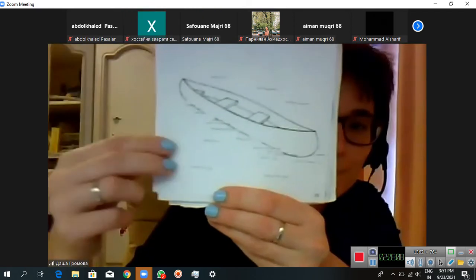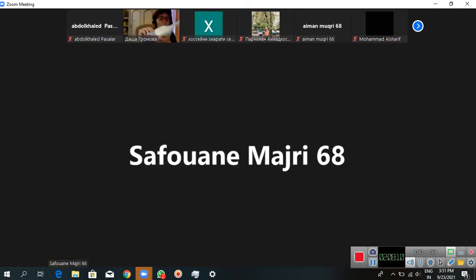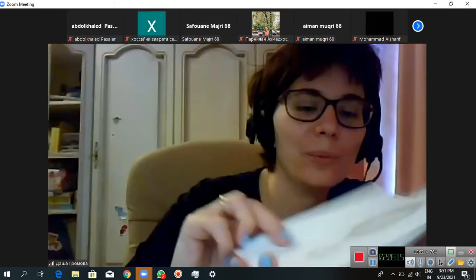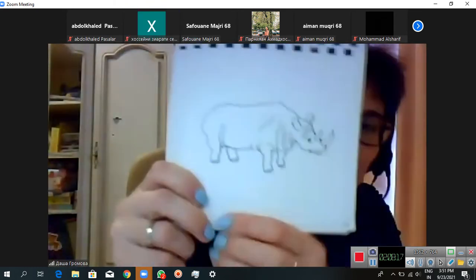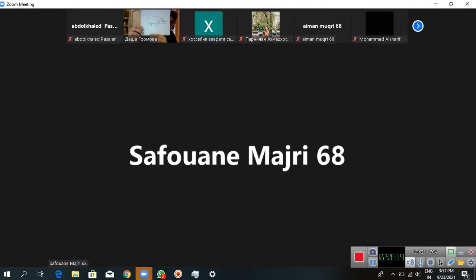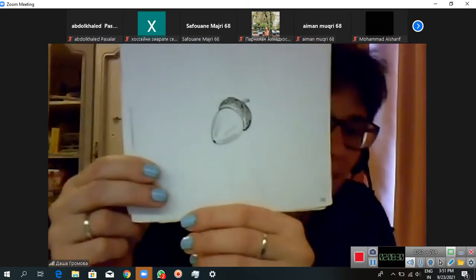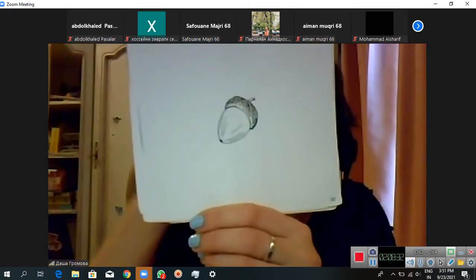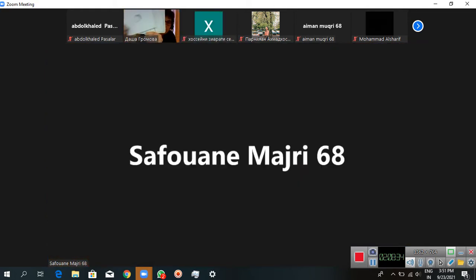This one. Boat, canoe. This one. Globe. This one. Rhinoceros. Pine nut. It's an oak, but I'm not sure that you know this tree. It's our Russian one. This one you shouldn't be expected to know.